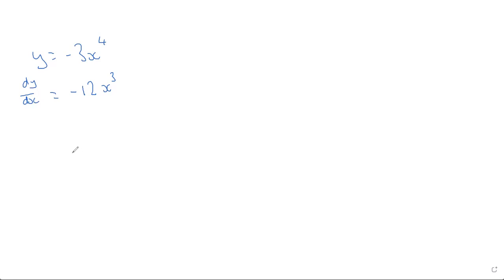So then what if they ask us to find the gradient at a point? Why is it always going to be at a point? Why can't I just find the gradient once I've differentiated?